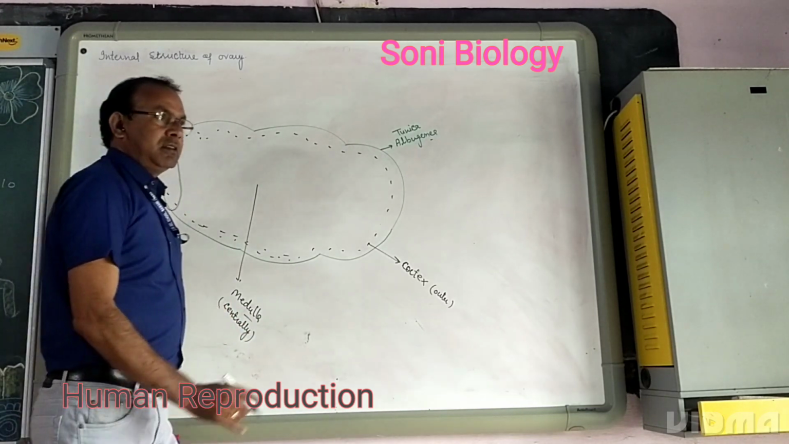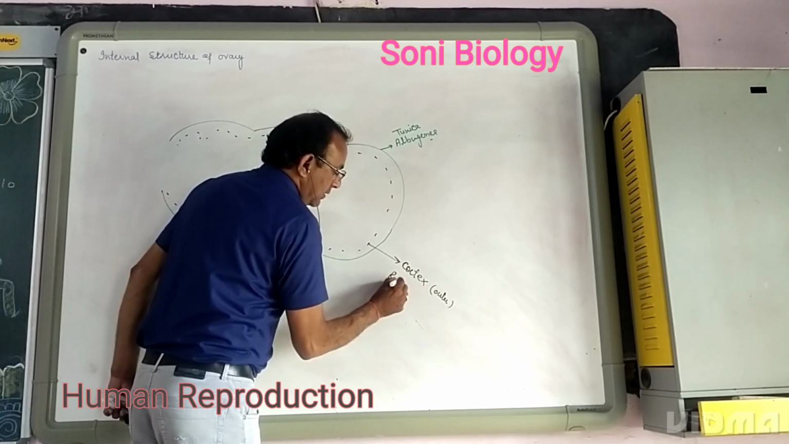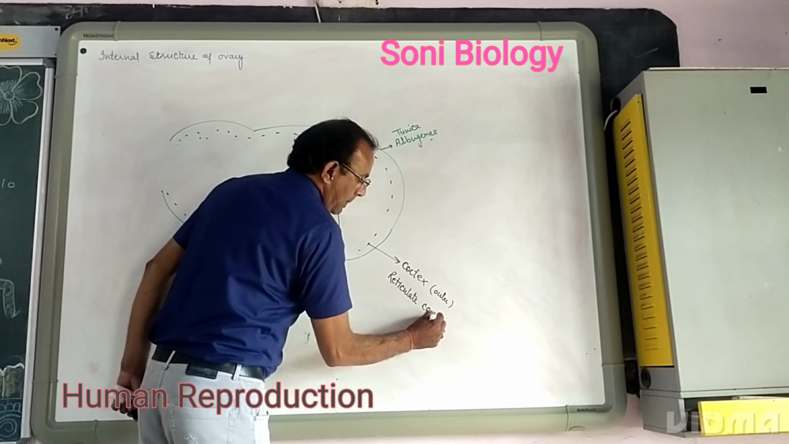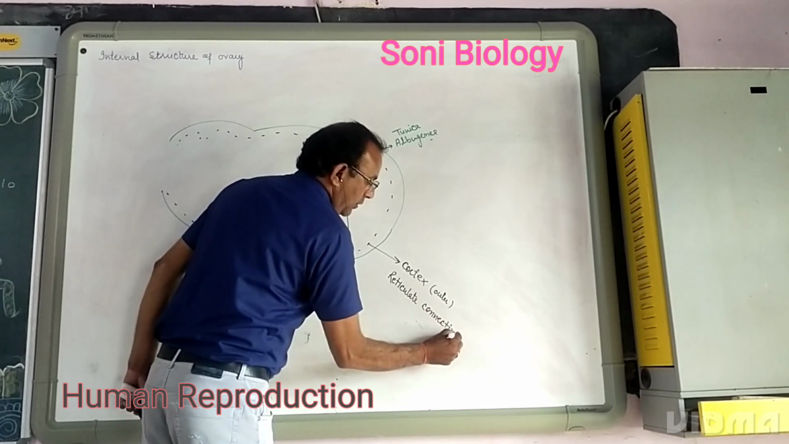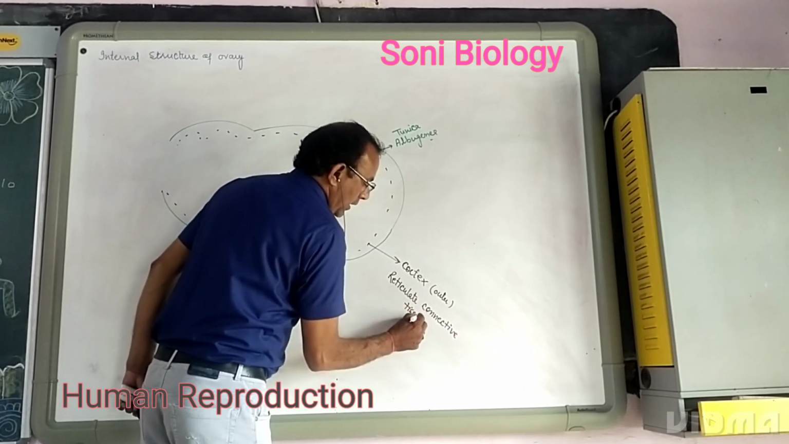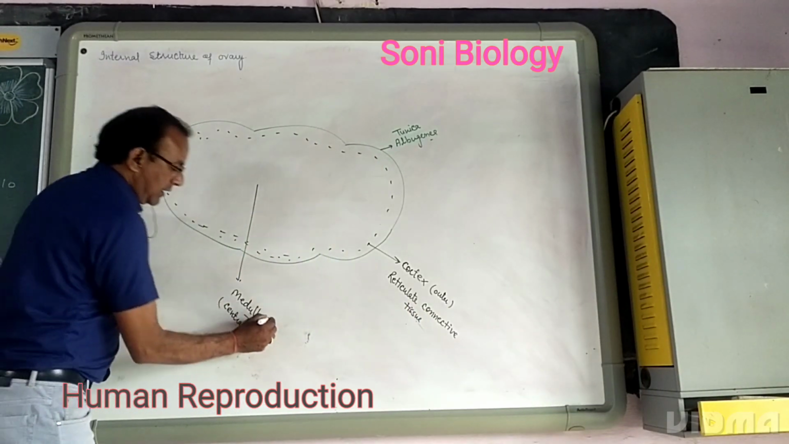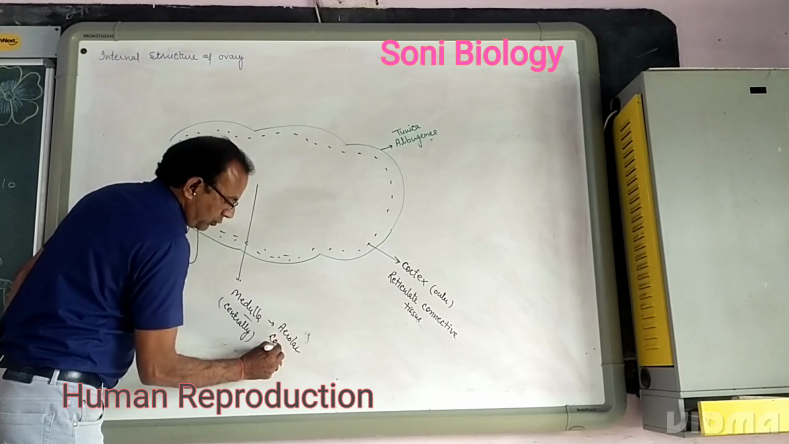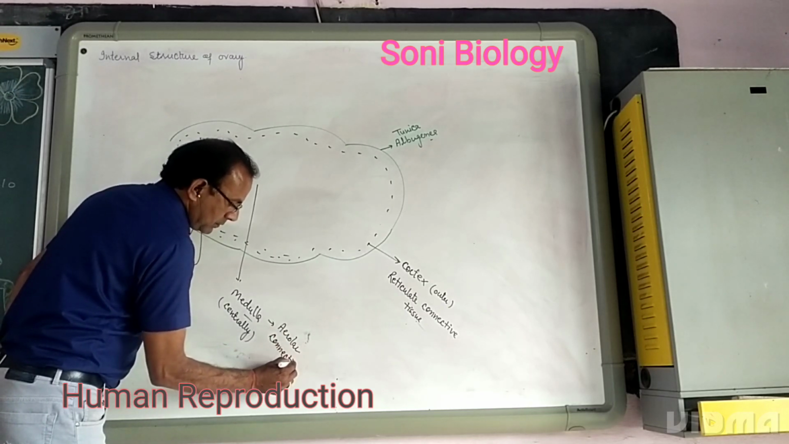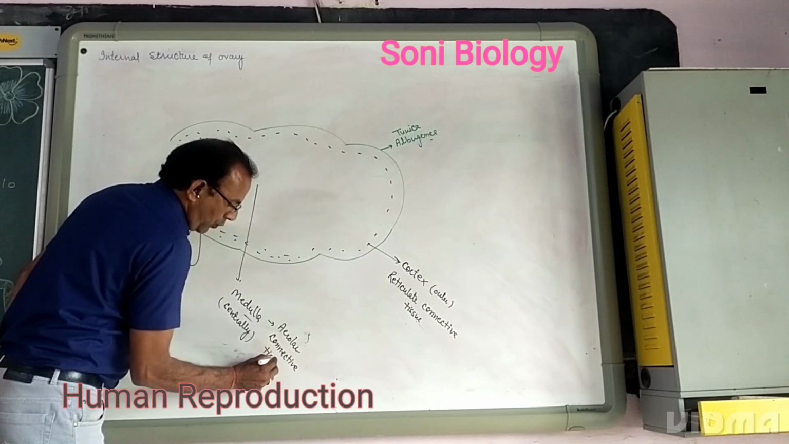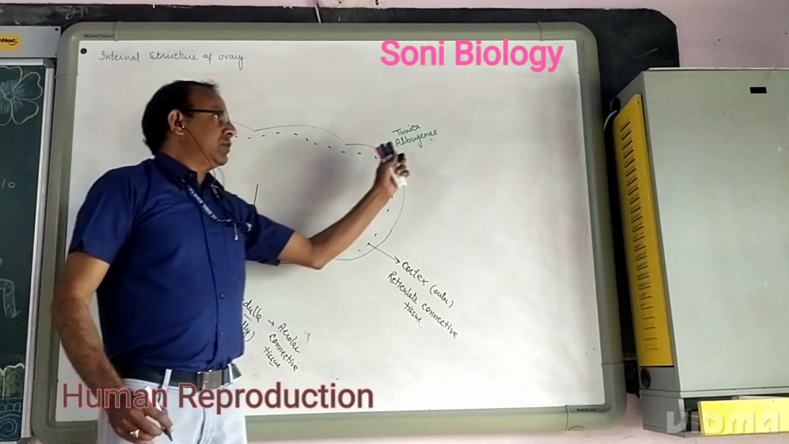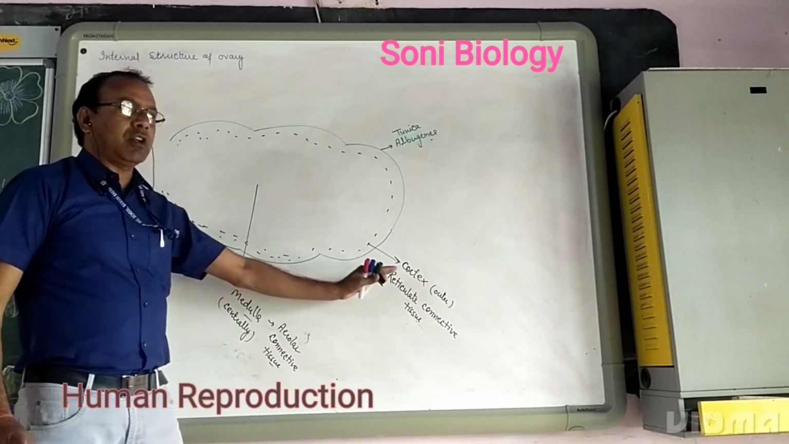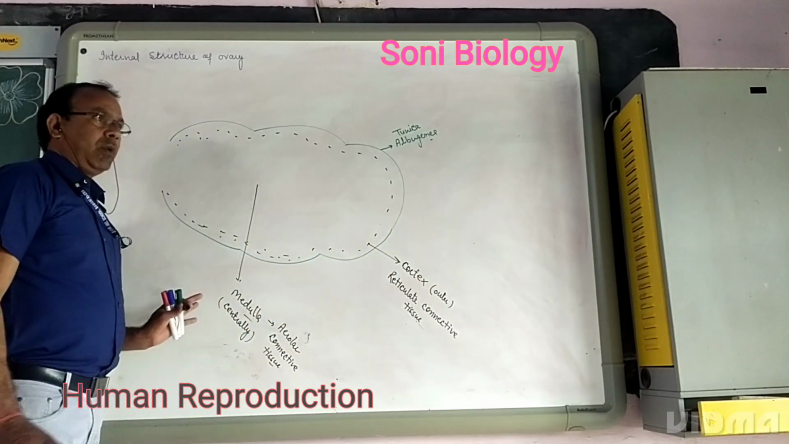The cortex contains reticulate connective tissue, and the medulla consists of areolar connective tissue. So we can say that the ovary is covered by the membrane tunica albuginea. The ovary consists of two zones, two regions. The outer is called the cortex and the inner is called the medulla.